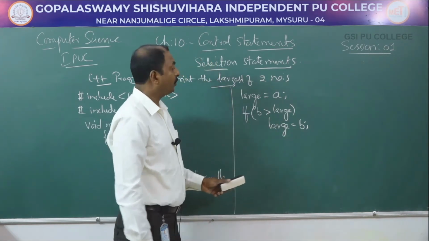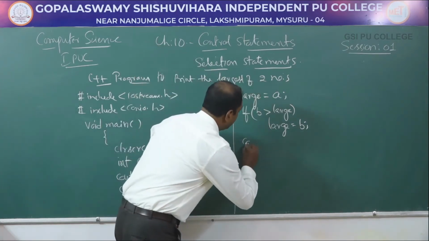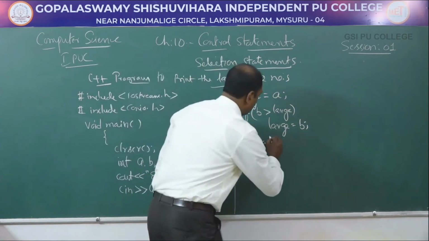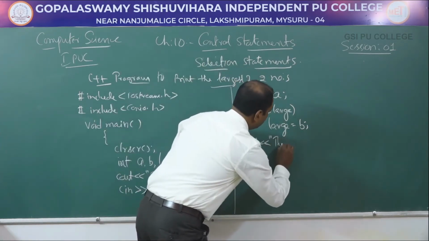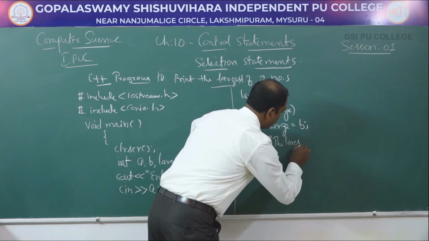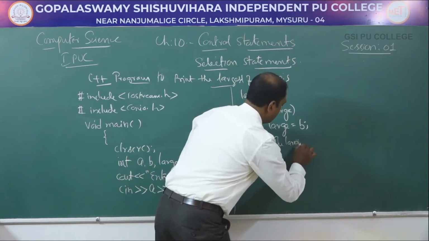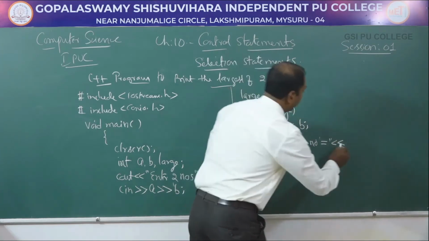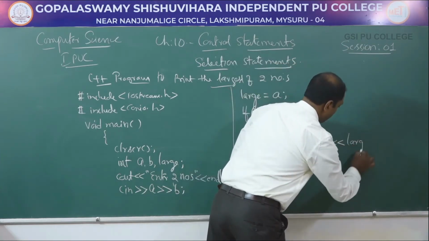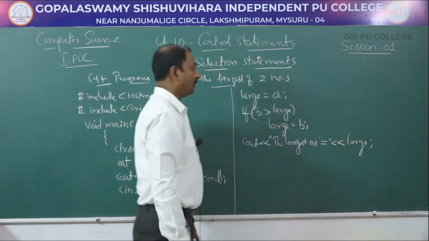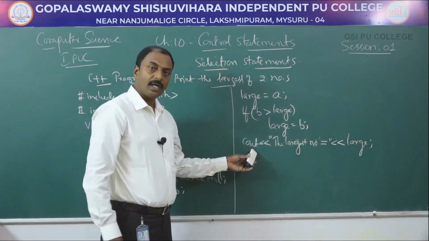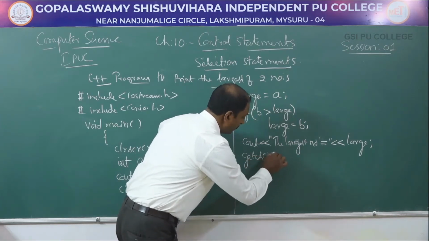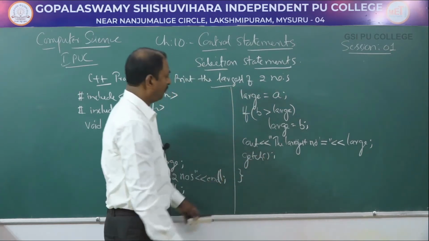After this, next we have to print the result. So then we can write here cout the largest number, close the quote with this, and the variable is large. We have to print the variable large. Then we have to close the program with getch function and close this bracket.